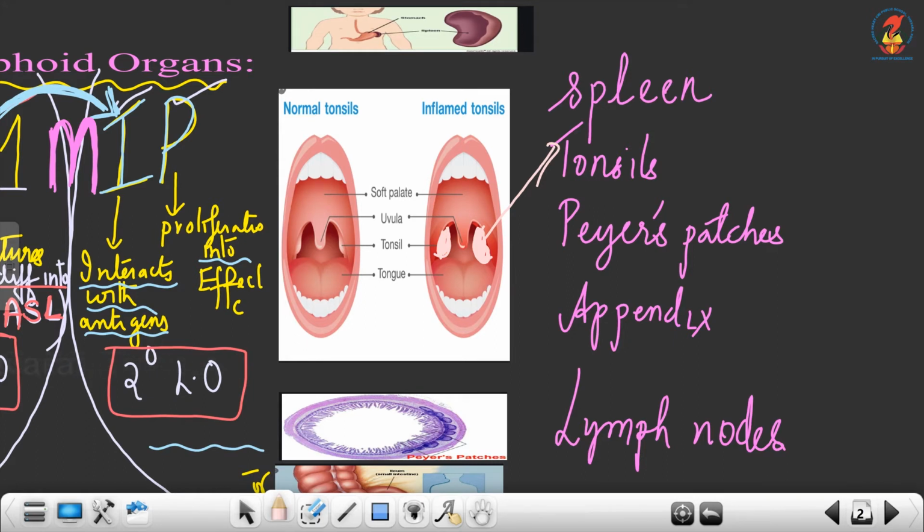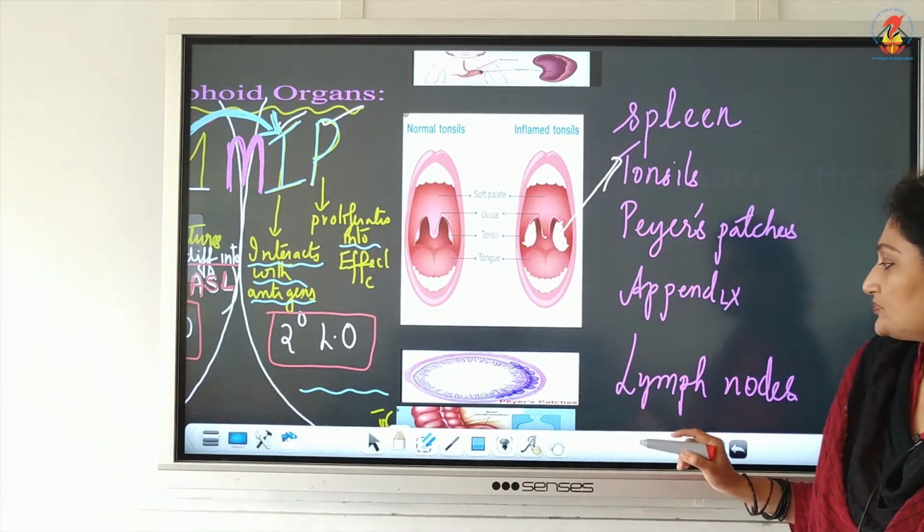Okay, that's also very important. It is a secondary lymphoid organ. So, you understood the location of the tonsils. A pair of them are found at the back of our throat.